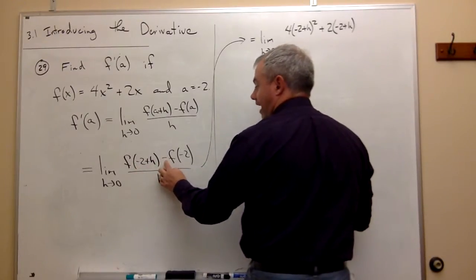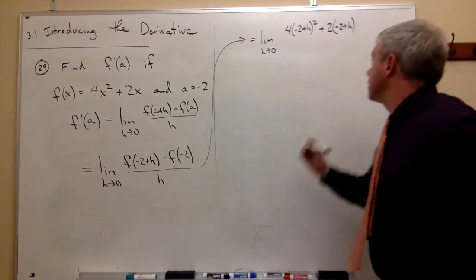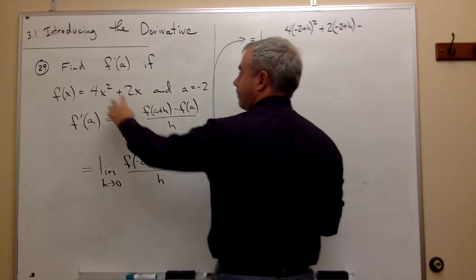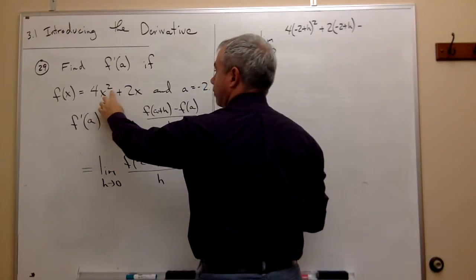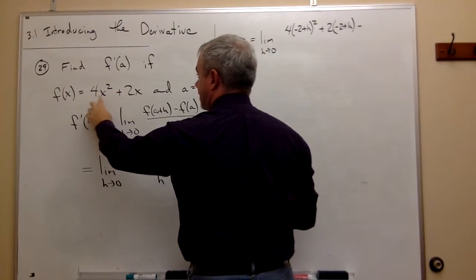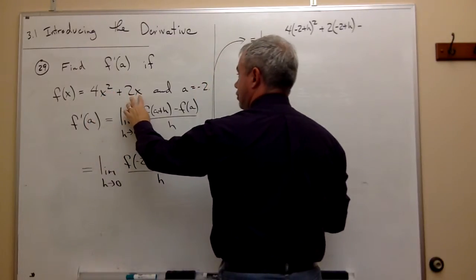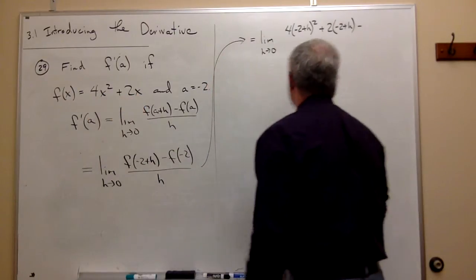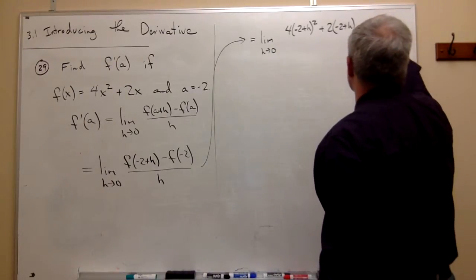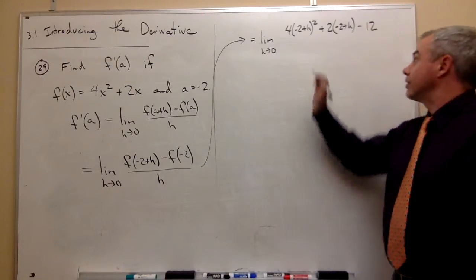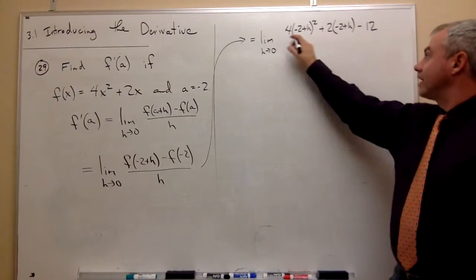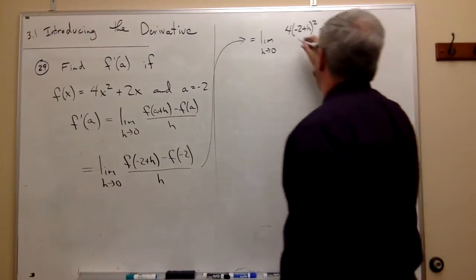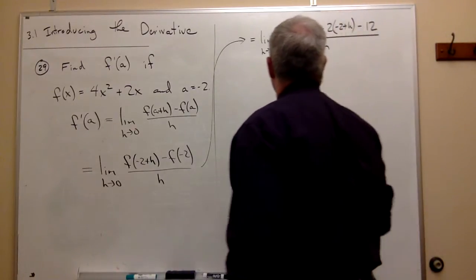Then we need to subtract f of negative 2. Well, if I plugged in negative 2 up here, I'd get negative 2 squared, which is 4, times 4 is 16, and then negative 2 times 2 is minus 4. So I would get 16 minus 4, which is 12. So I need to subtract 12. Okay, so here is my f of negative 2 plus h minus f of negative 2 all over h.